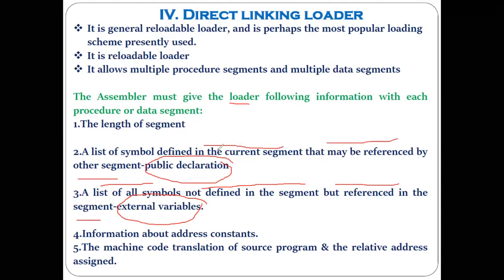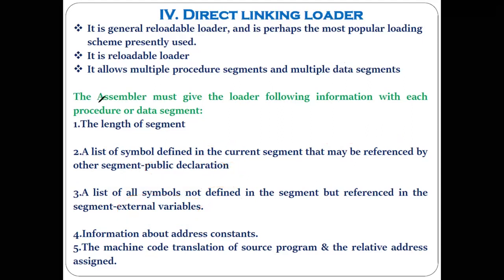What is a public variable? If you have declared that variable in your function, then that variable is considered a publicly declared variable. So that publicly declared variable might be utilized by the other functions also. So in short, the assembler has to provide the information to the loader regarding the publicly declared variables as well as the external variables.